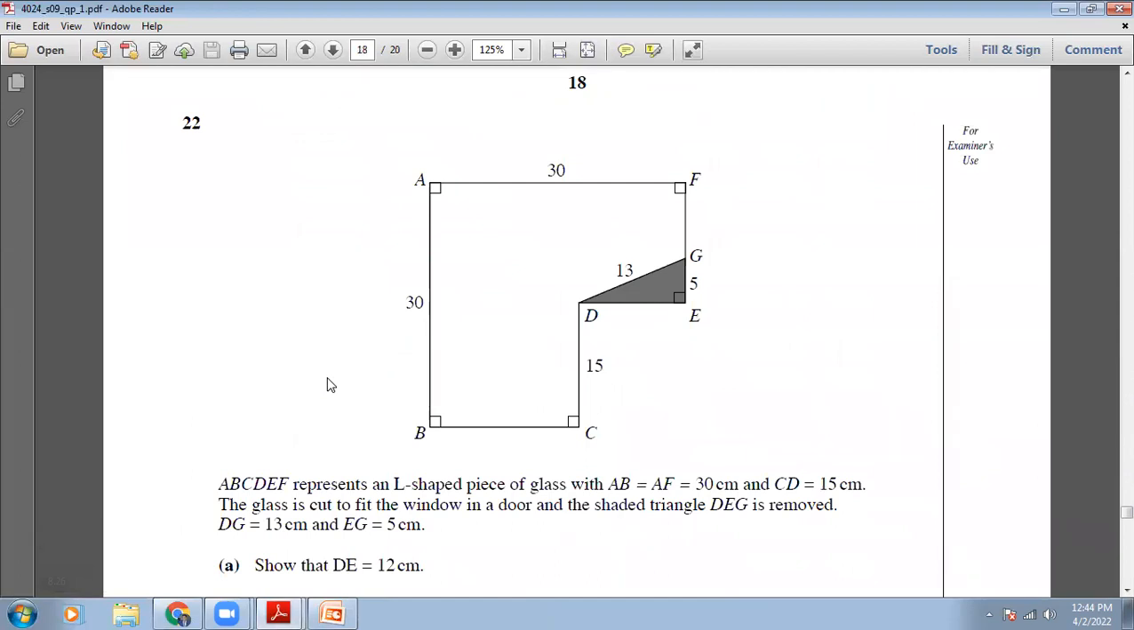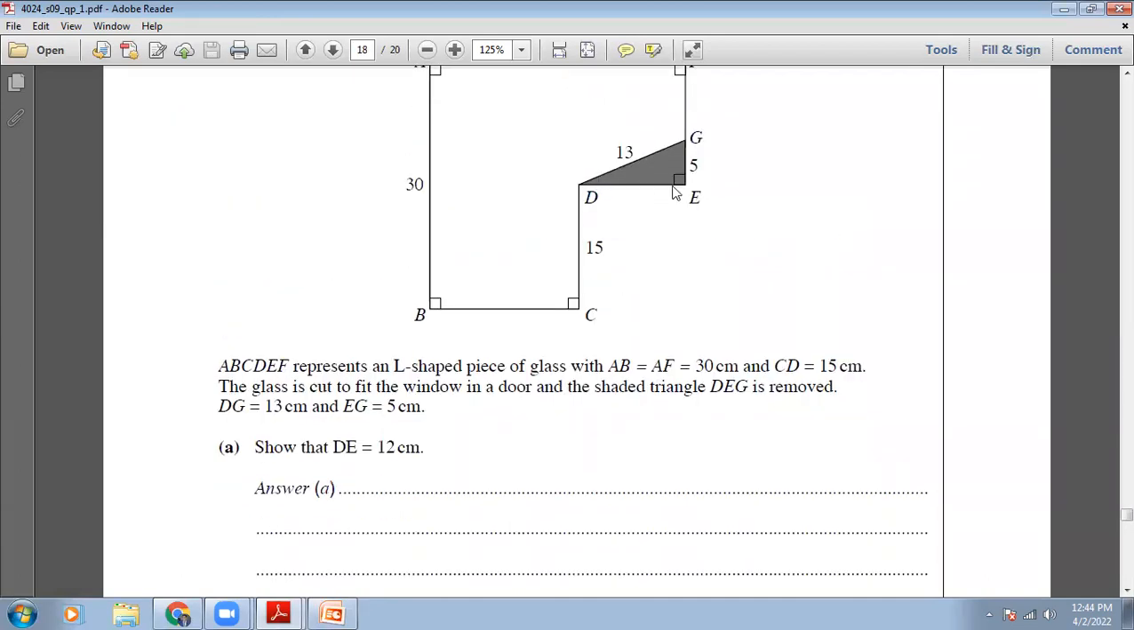Okay, so the next question is question number 22. They're talking about A, B, C, D, E, F, which represents an L-shaped piece of glass with AB equal to AF, 30 centimeter, and CD is 15. The glass is cut to fit the window in a door, and the shaded triangle DEG is removed. DG is 13 centimeter and EG is 5 centimeter. Show that DE is 12 centimeter.